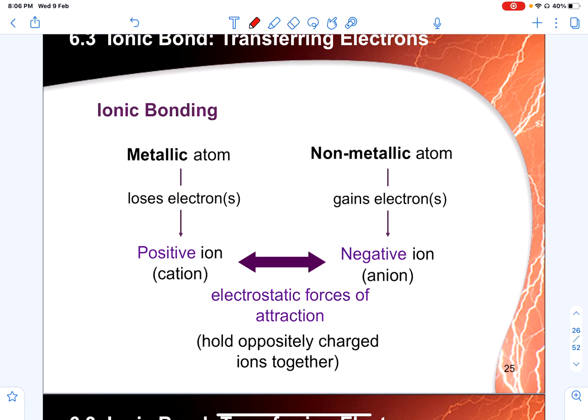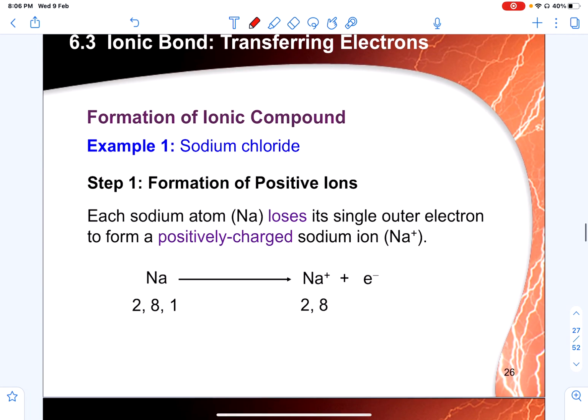will act something like a magnet kind of thing. Whereby unlike poles tend to attract to one another, and from this together, they are able to form a giant crystal lattice structure or an ionic compound.